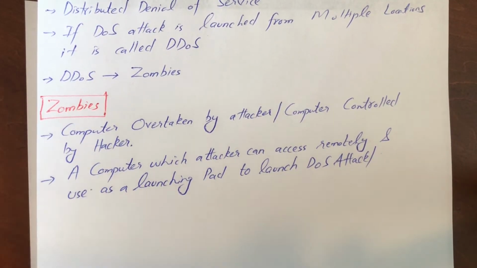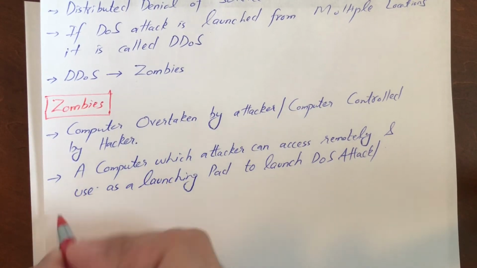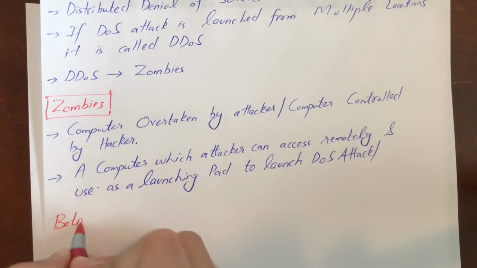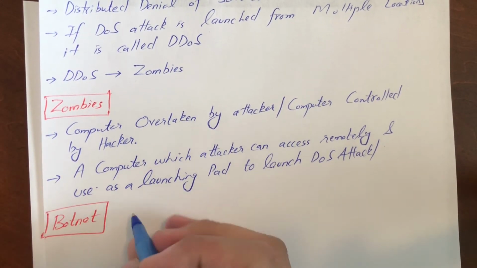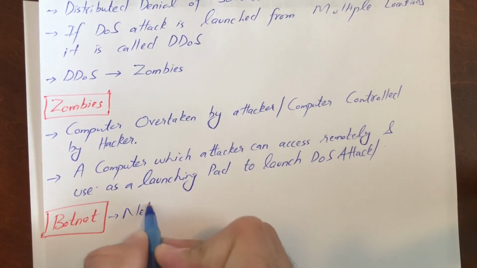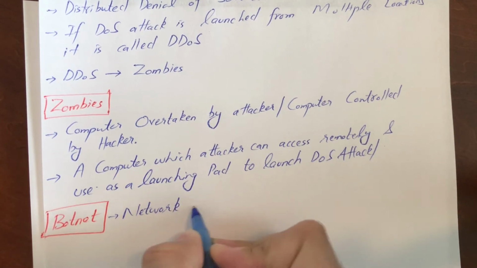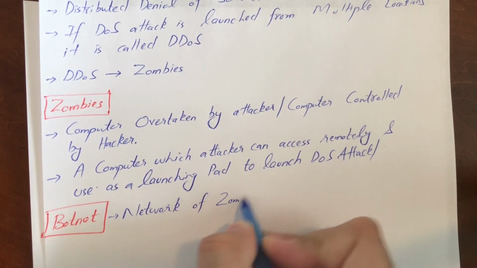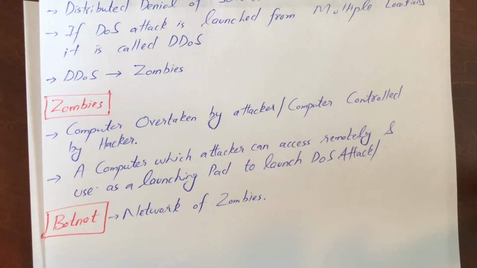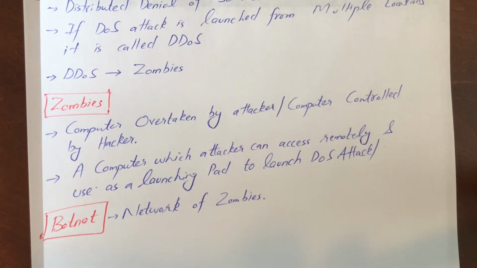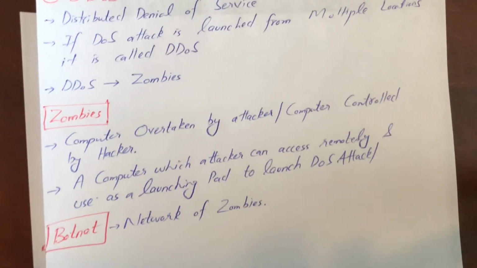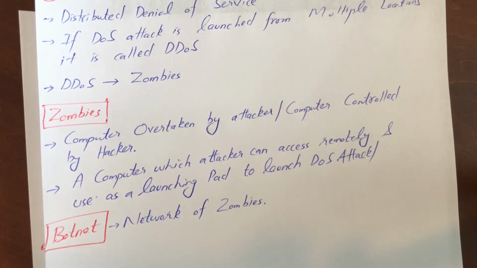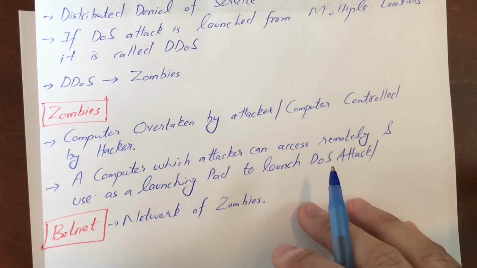Another very important term which is close to zombie is botnet. A botnet is basically a network of zombies, or you can say a network of computers controlled by a hacker. That is called a botnet. So to launch a DOS attack, attackers usually use the concept of botnets or zombies, and then launch the attack.